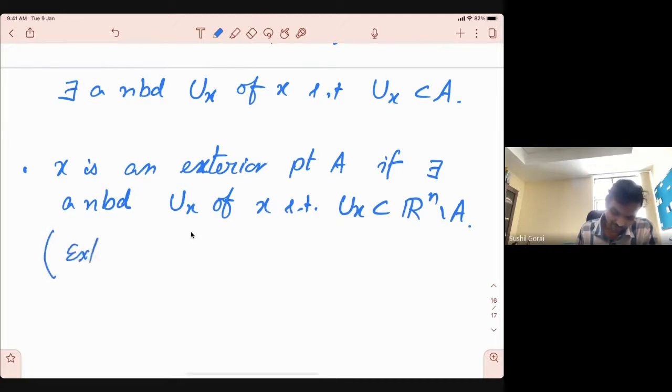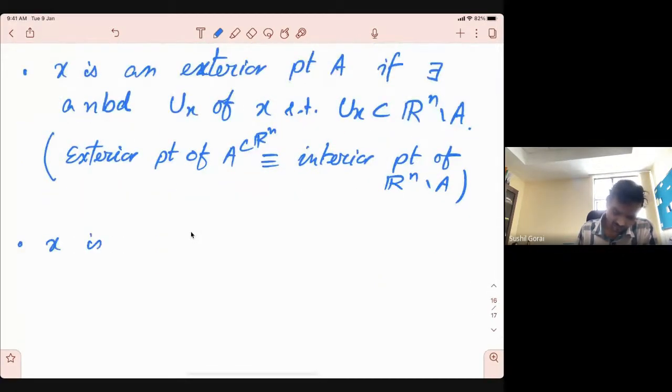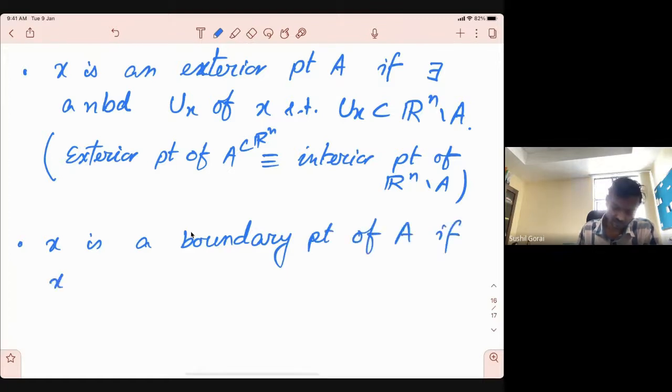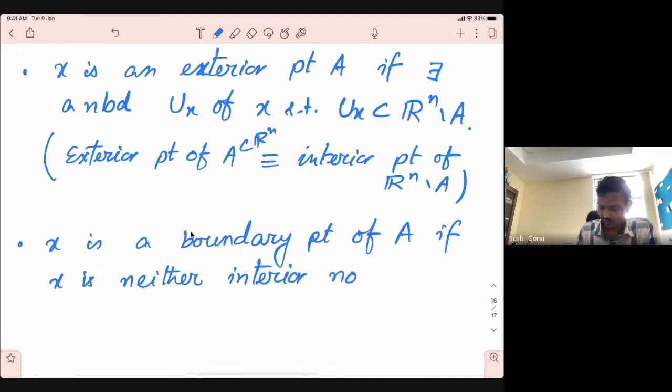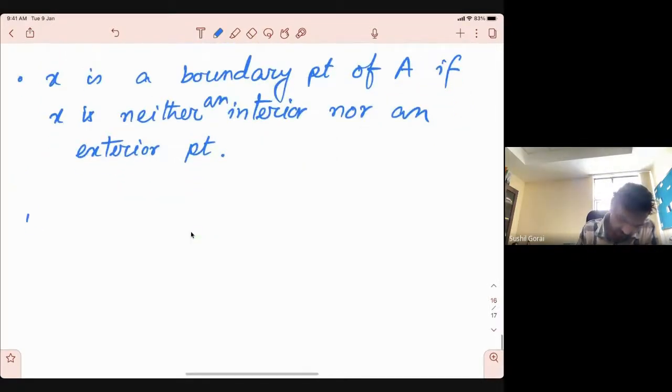All right. So exterior point of A is equal to interior point of Rn minus A, A a subset of Rn. Okay. And a point X is a boundary point of A if X is neither an interior nor an exterior point. All right, we'll come to the boundary point again, but let me define what is called a limit point. So what is the limit point of a set in R?